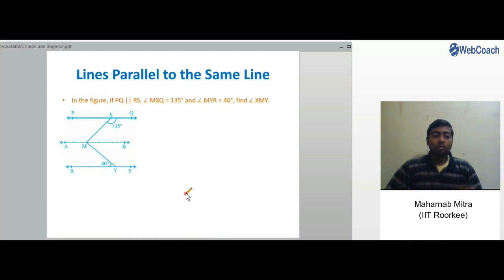So what we do in construction one: we draw a line parallel to PQ and RS passing through M, and call it AB. The line AB is constructed by us such that it is parallel to the given lines. And why have we done this?